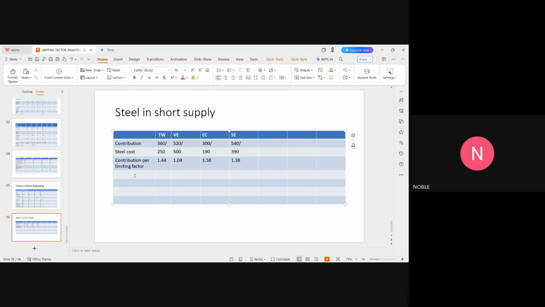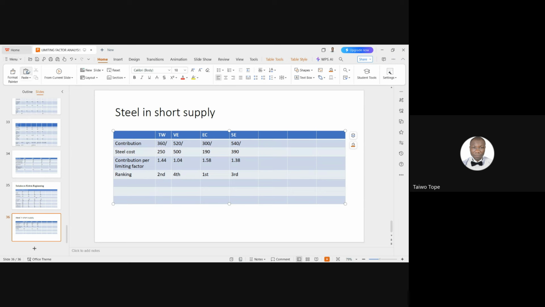1.38. So we haven't done this. What will be the next thing, rank now, sir? Ranking. Fine. So which is ranking first here? EC. Second, TW. And third, SE. And fourth, VE. Fine.